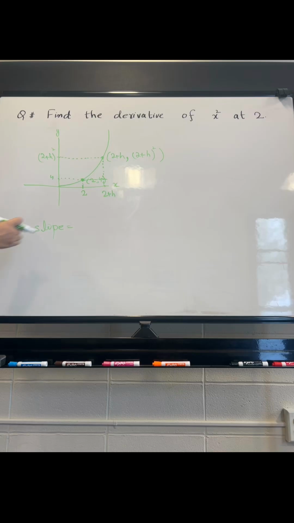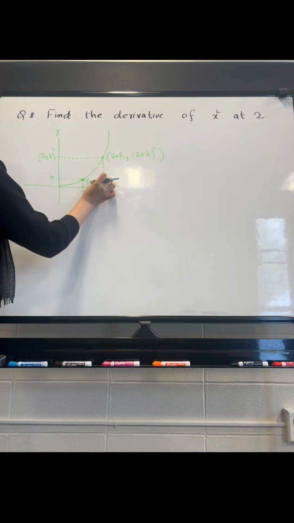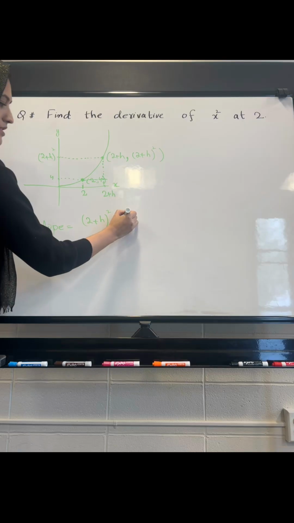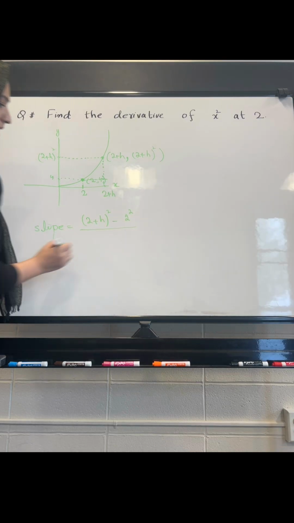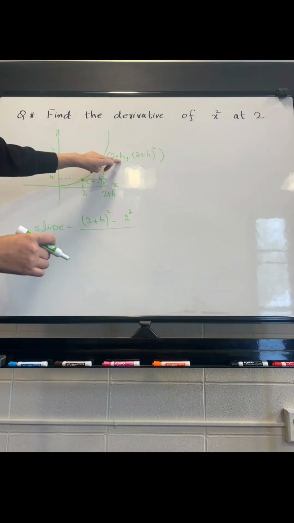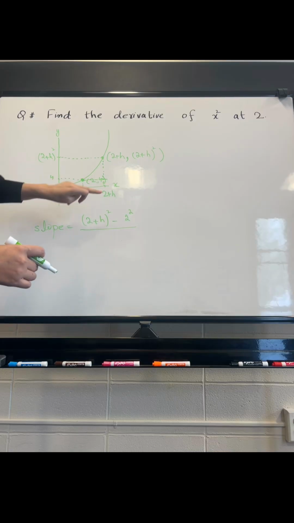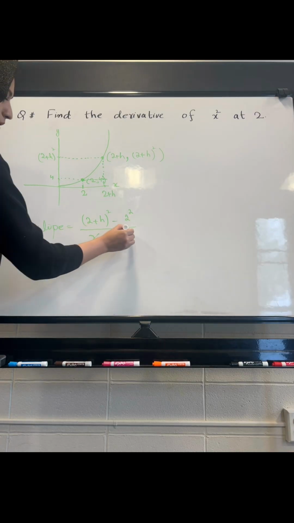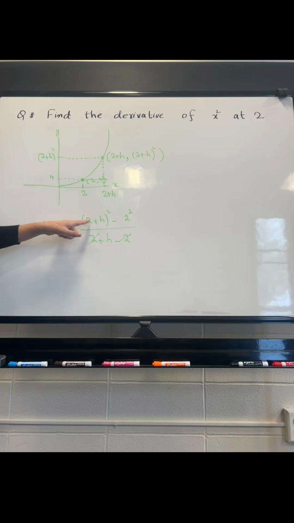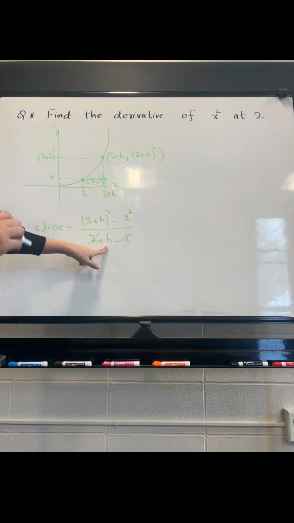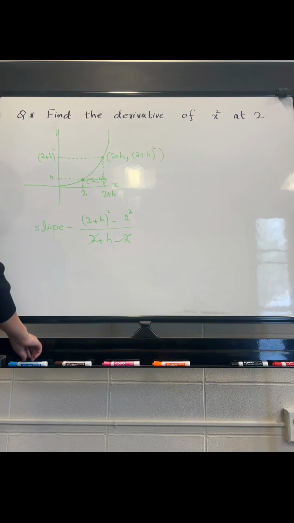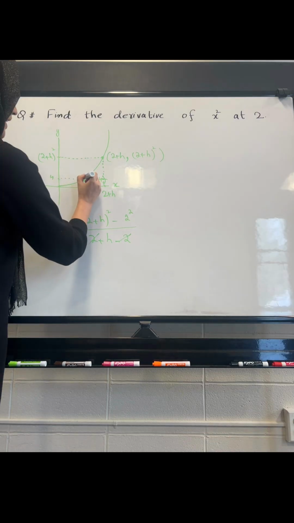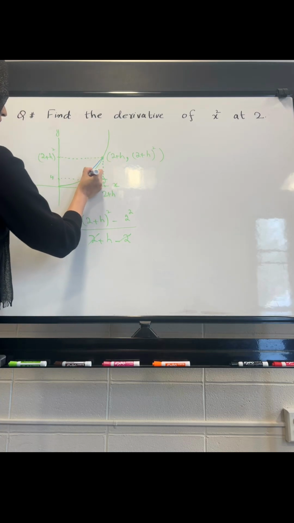Now our slope will be the difference between the y coordinates, like 2 plus h whole square minus this 4, which is 2 square, all divided by the rate of change of x, which is 2 plus h minus 2. Here the 2 and 2 cancel out, and this will be 2 plus h whole squared minus 2 squared upon h, right? Now, this is actually the slope of this line, the slope of the line from here to here.